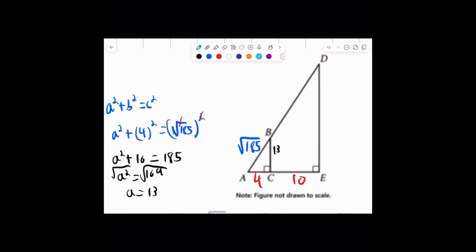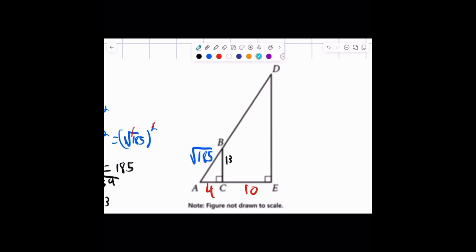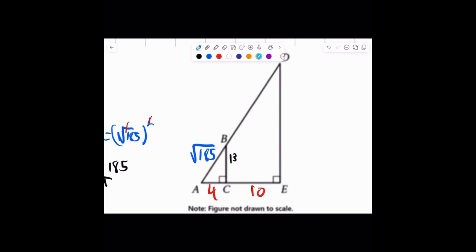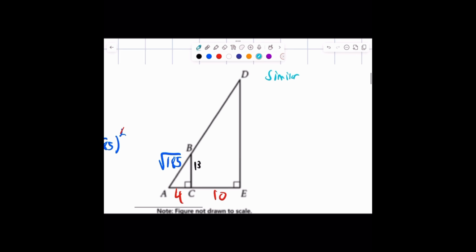Well, from geometry class again, we can figure out that these two, this big triangle and this little triangle, are similar triangles. You could think of it that way because this little triangle is inside this huge triangle, right? So because these triangles are similar, we can do something called corresponding sides.